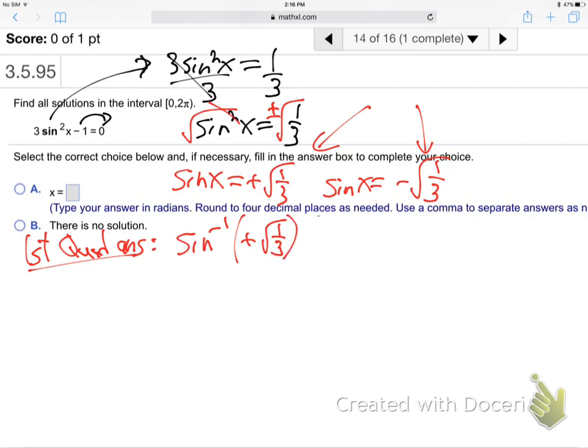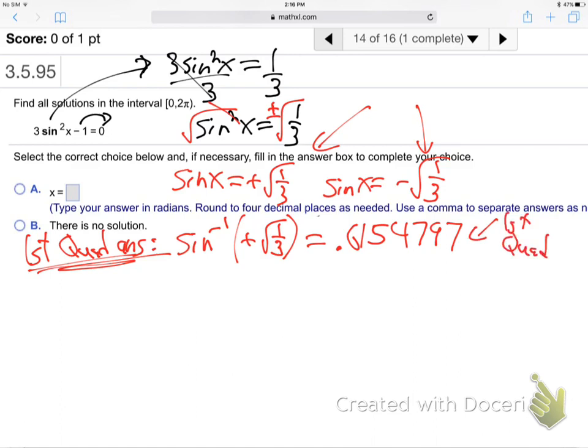So hit the buttons on your calculator. Make sure you're in radian mode again. So sine inverse of the square root, don't forget the square root, of 1/3. And I'm getting 0.615, and I'll use a little bit more, 0.6154797. Yeah, that's my first quadrant answer.